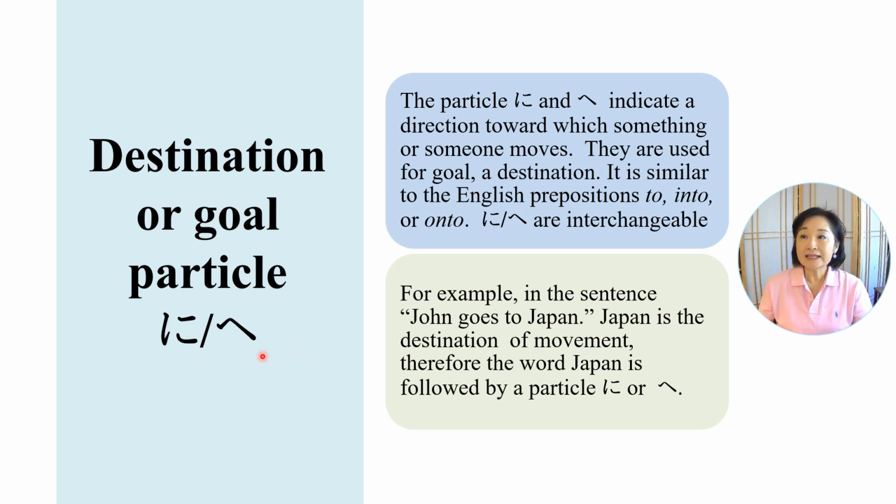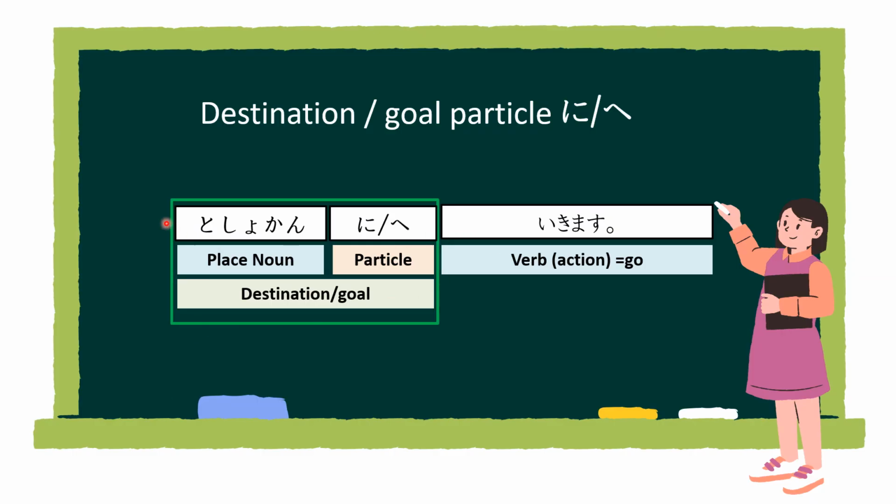While ni and e can be used interchangeably to show the destination of movement, there are subtle differences between them, and I will explain about that later. And this is the sentence structure which has a destination particle. 図書館に行きます or 図書館へ行きます. And since it's a destination particle, the verb it pairs with usually indicates the movement, such as 行きます, to go, 来ます, to come, and 帰ります, to return to where you belong.